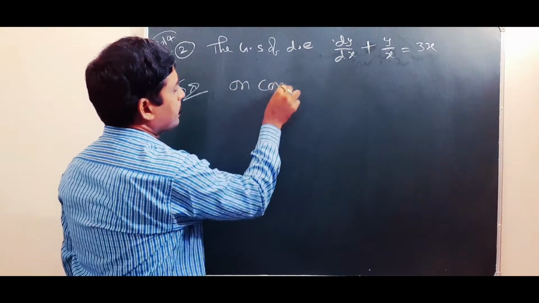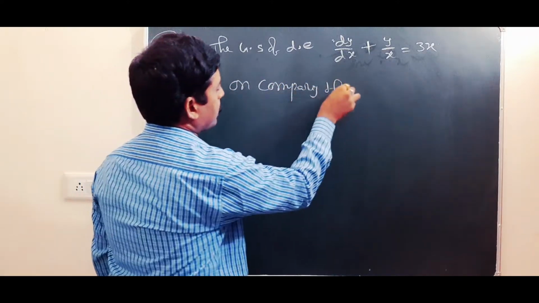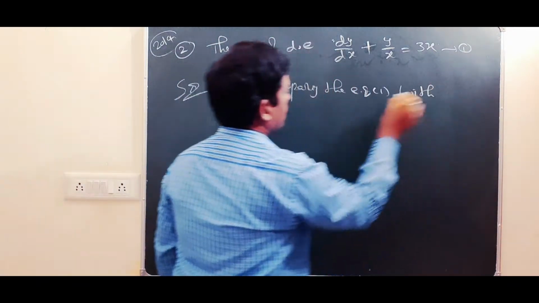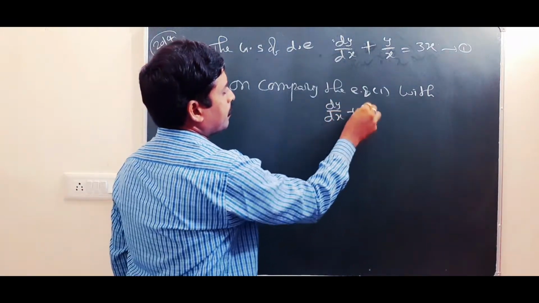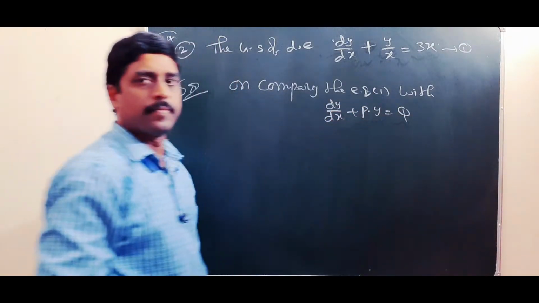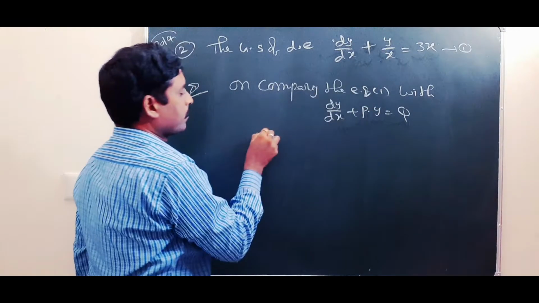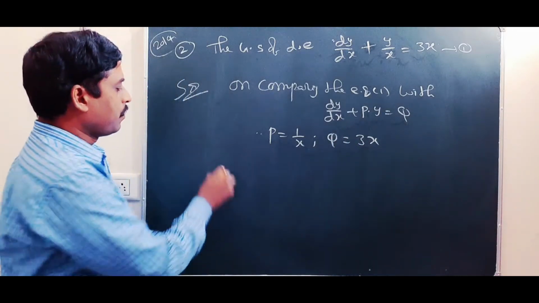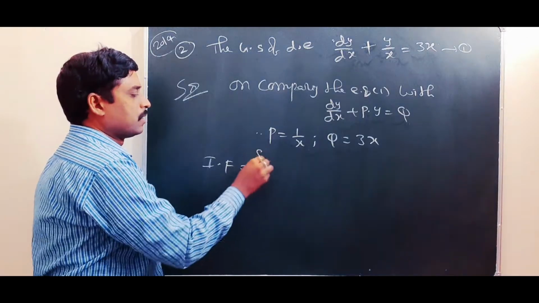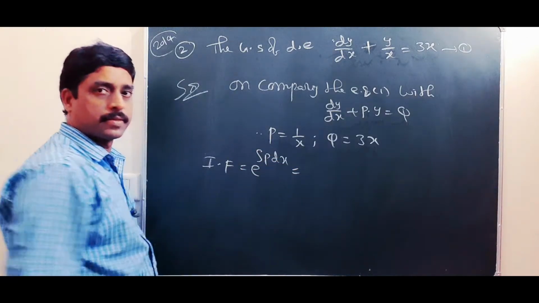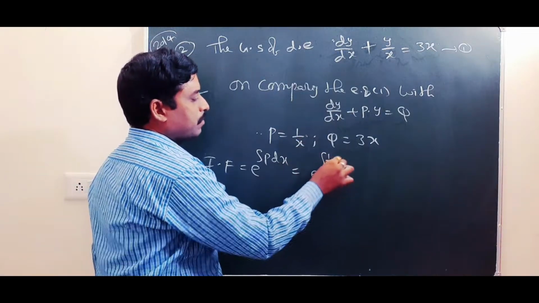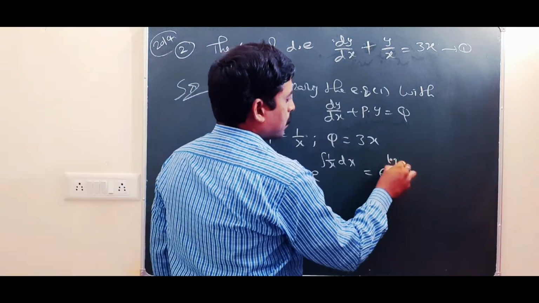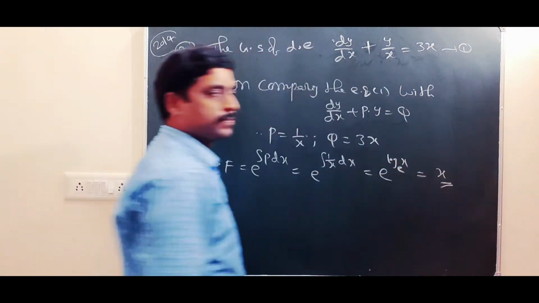On comparing equation 1 with dy by dx plus Py is equal to Q, where P value is 1 by x and Q value is 3x. First we have to find the integrating factor, e to the power integral P dx. P value is 1 by x, so it will be the integral of 1 by x, which is log x. E to the power log x is nothing but x.